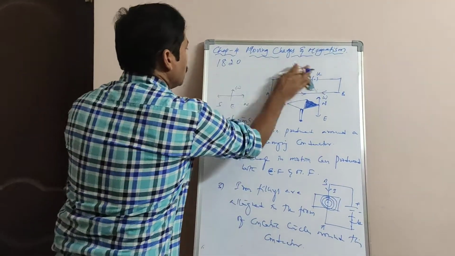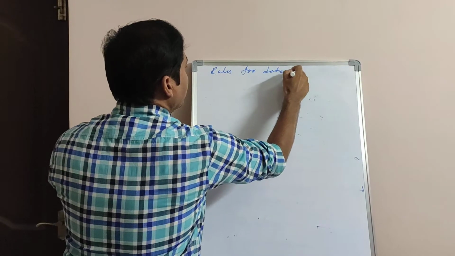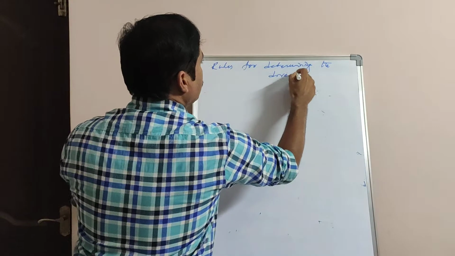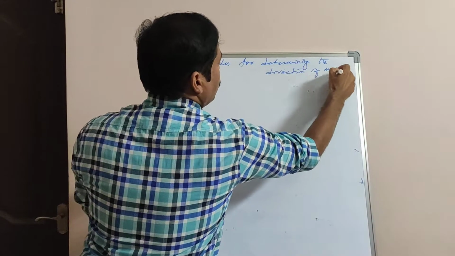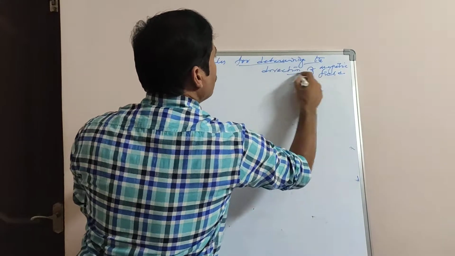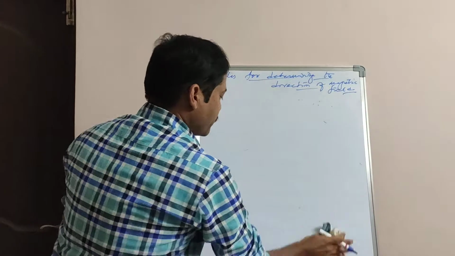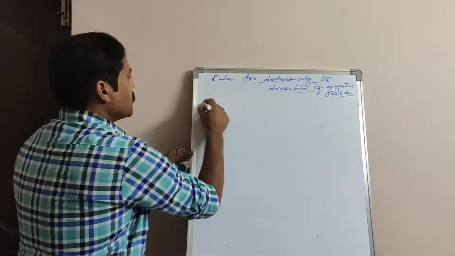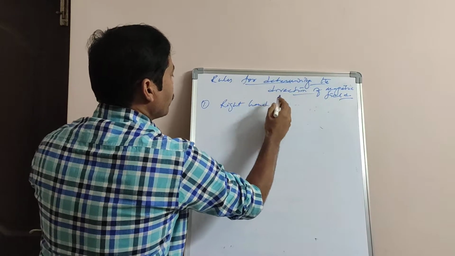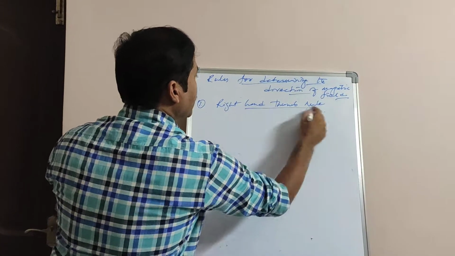The next one is rules for determining the direction of magnetic field. Here we are defining three rules for determining the direction of the magnetic field. The first one is the right hand thumb rule. You are already aware of this right hand thumb rule from grade 10.